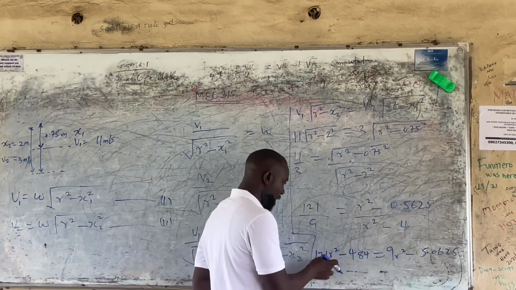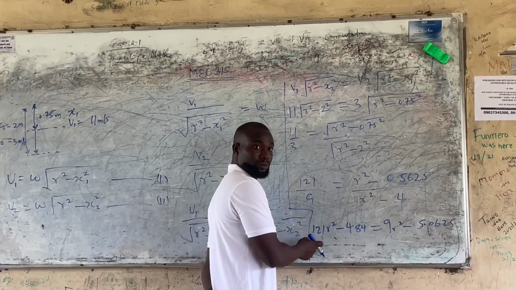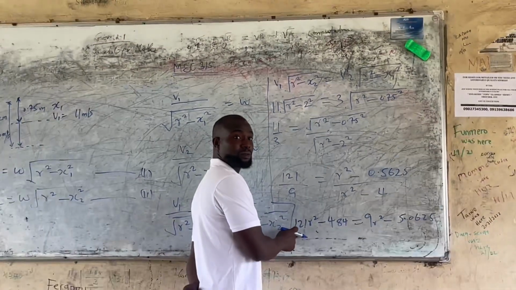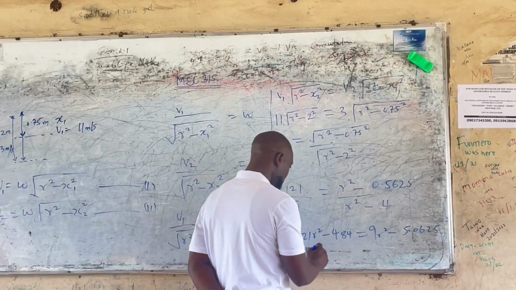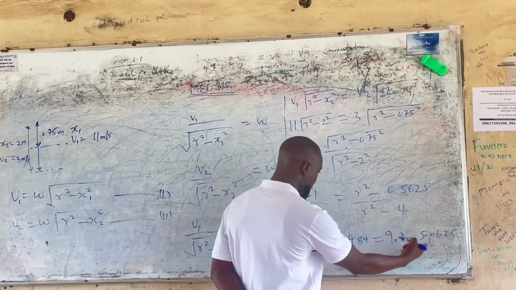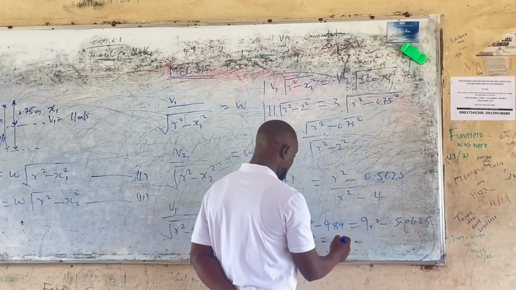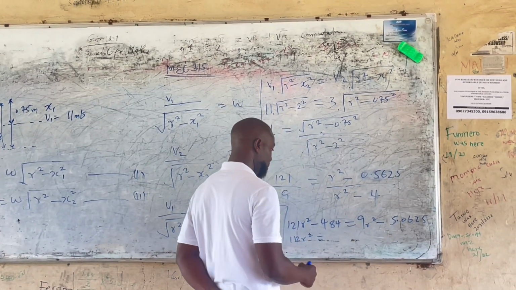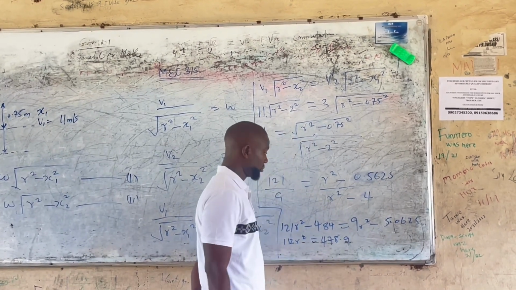If this is 121 R squared and this is 9 R squared, when this one comes to this place, you minus this one from this one. When you minus 9 from 121, this will give you 112. When you bring this one here, it will turn to plus, to give us 484 minus 5.0625, which is 478.94.